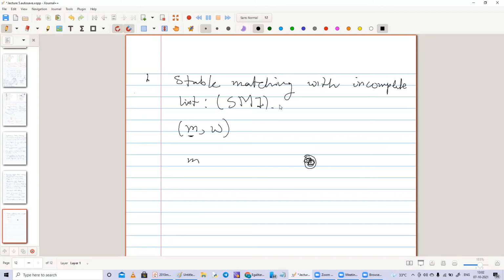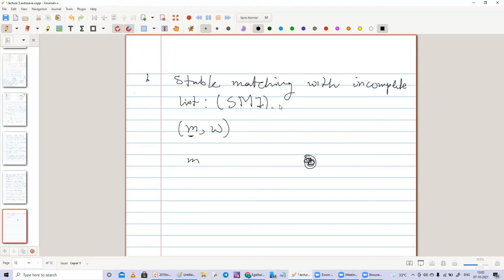Okay. In the next class, we will see something interesting. One thing is that in an SMI problem, stable matching with incomplete lists, the stable matching may not be a perfect matching. It may keep some men or some women unmatched in the solution.